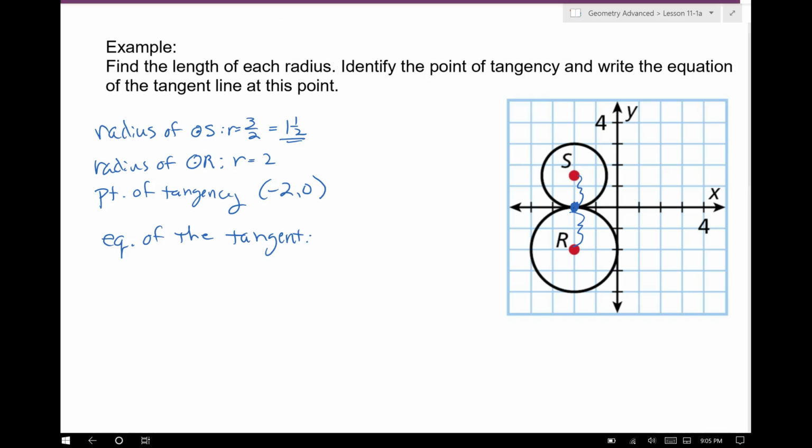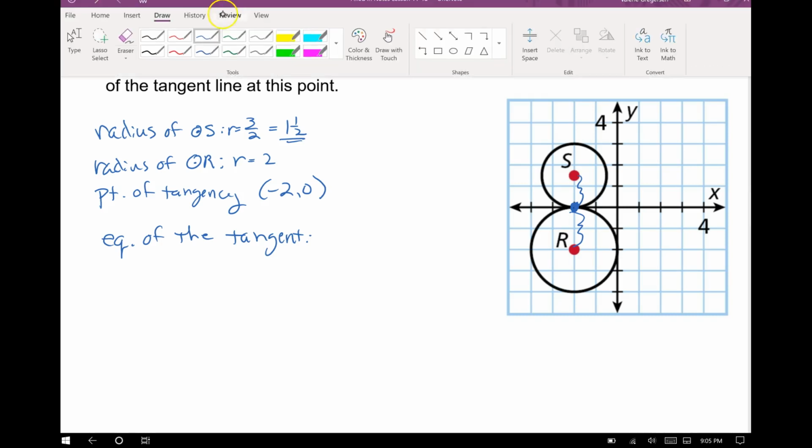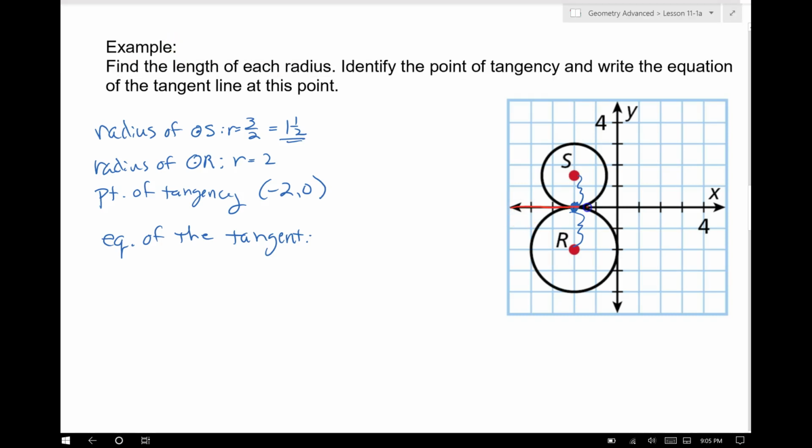Now, first of all, do you guys agree with me? My tangent line would be right here between the two. Well, what type of line is that, my friends? Is that a horizontal line? So it has a slope of 0. So remember, we have a shortcut way.